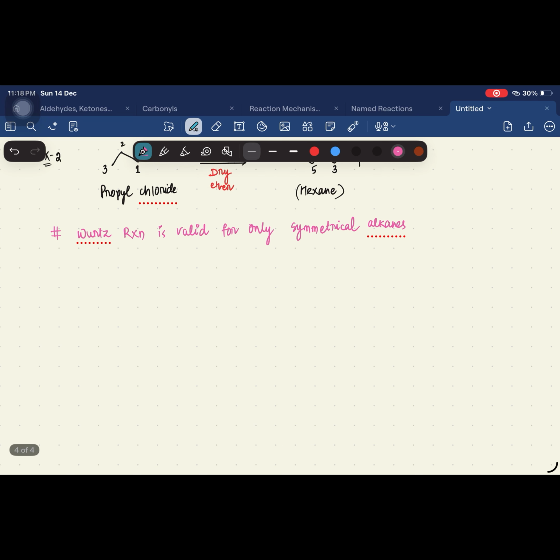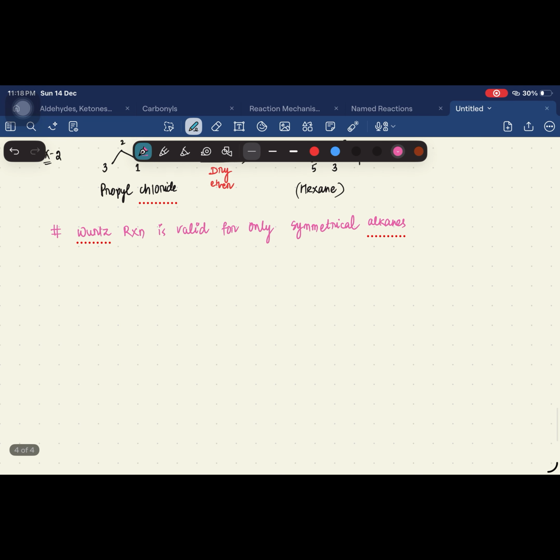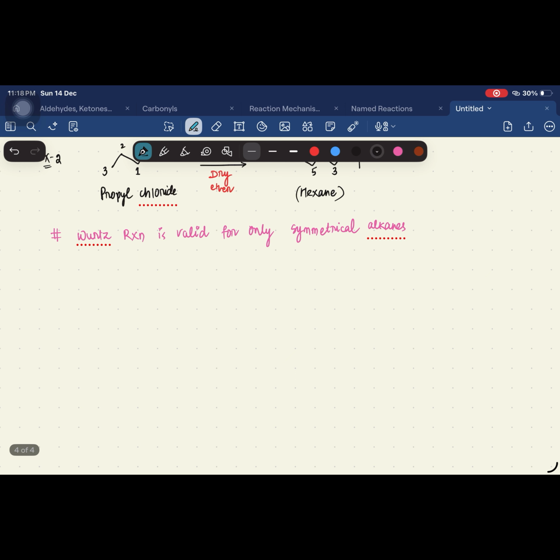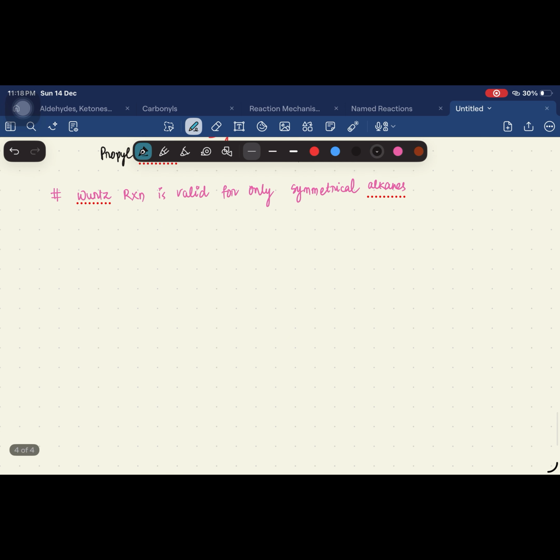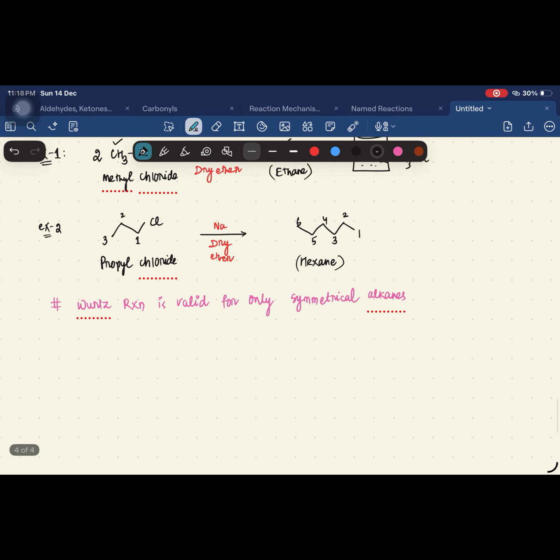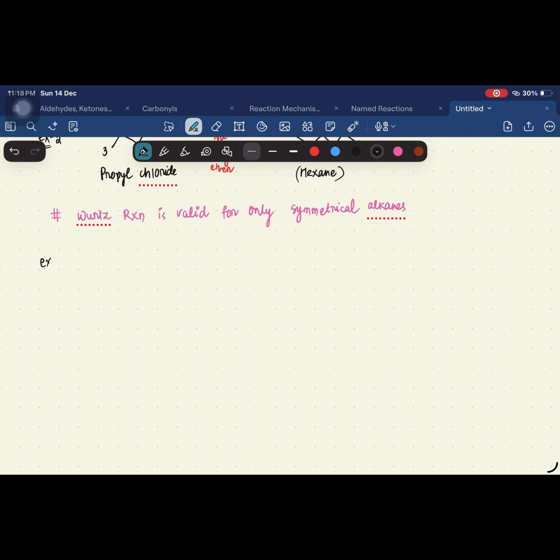Now the question is, if we take two different types of alkyl halide, then what is the scenario? Let us take that also. This is example number 3. Let us take CH3Cl, combining with another alkyl halide, C2H5Cl, in the same way with sodium and dry ether. Let us assume what products can be formed.